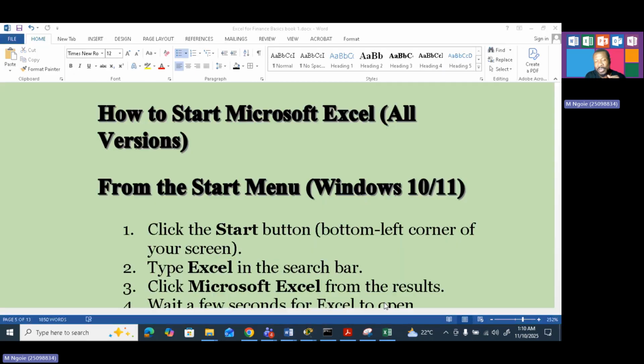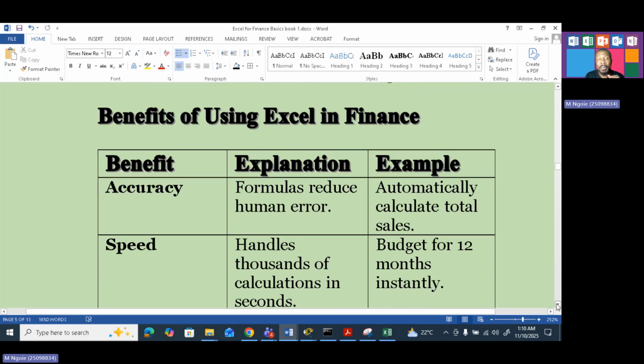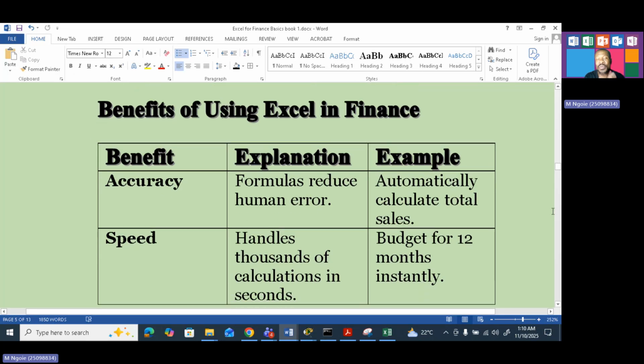So now we're gonna go to my documents again. Now let's talk about benefits of using Excel in finance. What are the benefits of using Excel? The benefit number one is the accuracy, right? What does it mean by accuracy? Accuracy means that formulas reduce human error, right?